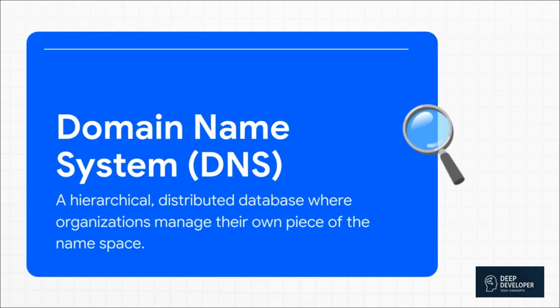The absolute game changer with DNS was the shift from one central file to a distributed system. Instead of one giant list, DNS is built like a tree, a hierarchy. Different organizations get to manage their own little piece of the address book. So Google handles everything under google.com, the folks in charge of .org domains handle their part, and so on. No one person or group controls the whole thing.